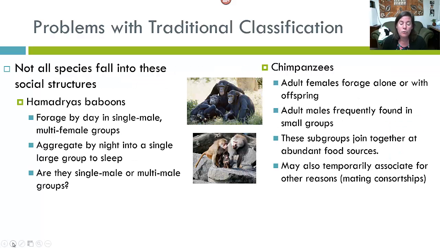Okay, so what are some problems with these traditional classifications, these five different social organizations exhibited by these primates? Most importantly, not all primate species fall into one of these five categories. For example, Hamadryas baboons. Hamadryas baboons forage by day in single-male, multi-female groups, but they aggregate by night into a single large group of hundreds of individuals in order to sleep.